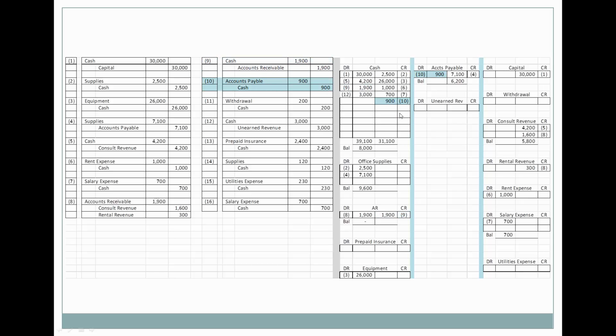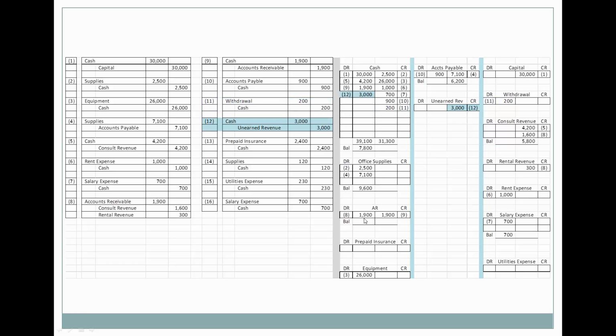Accounts payable, our debit: we're paying down our accounts payable, so normally it's a credit balance, so we're going to be debiting it to decrease it, and our cash is going down by $900, so we'll be crediting it. For owner's withdrawal, we'll be debiting owner's withdrawal for the withdrawal, and it increases with the debit. Cash is decreasing with the credit.